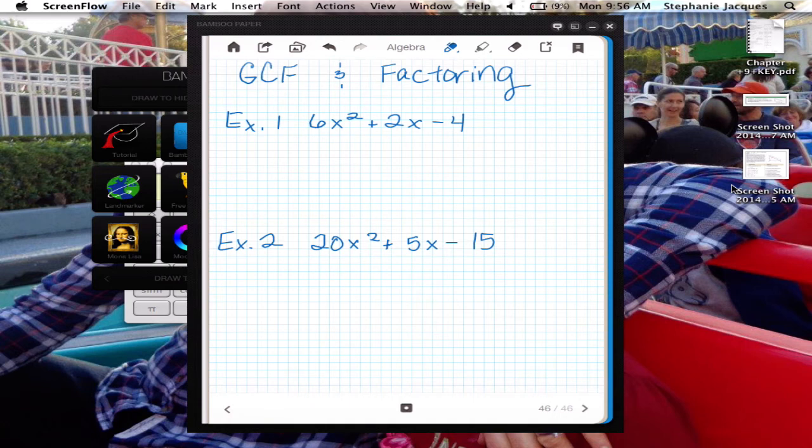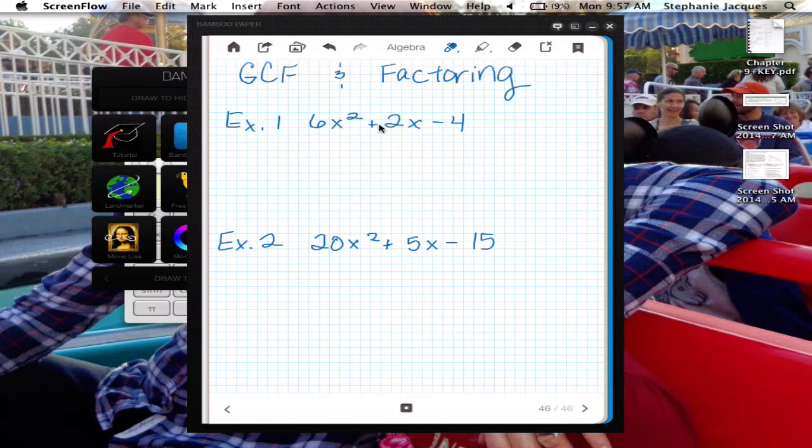Today we'll talk about using the greatest common factor and then factoring. Before, we were just doing either magic x or just doing the GCF. But now you can make your polynomials a little simpler by factoring out a number first and then doing magic x. So let's look at our first example.